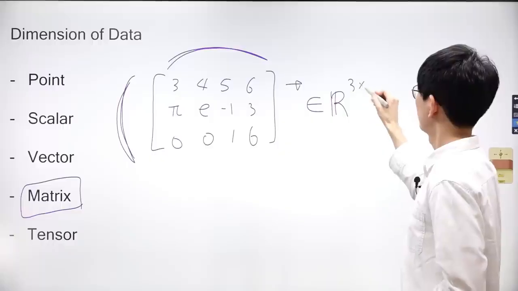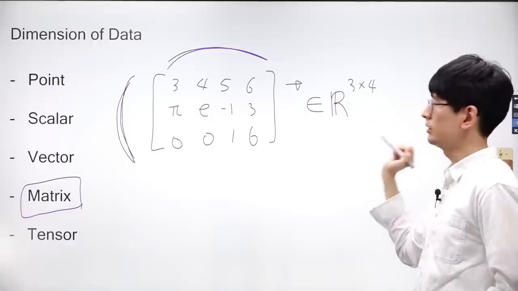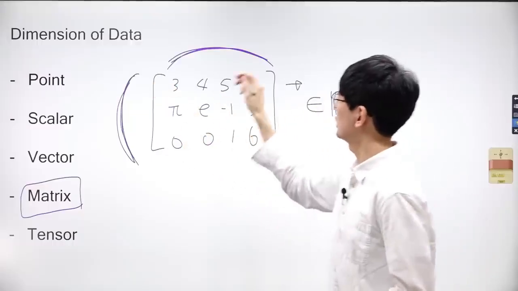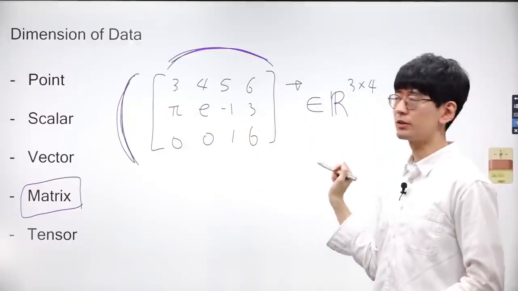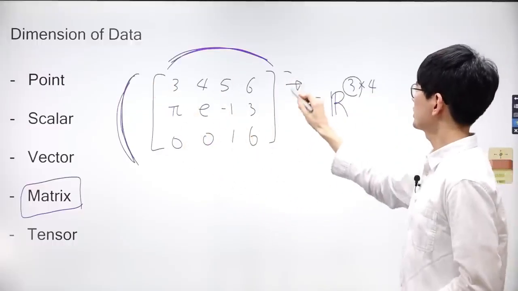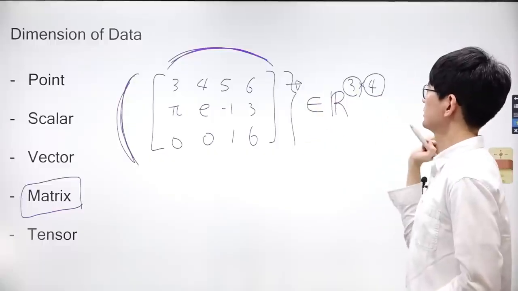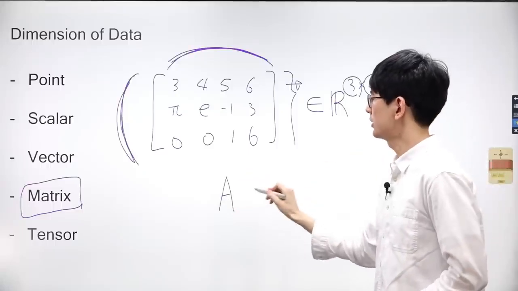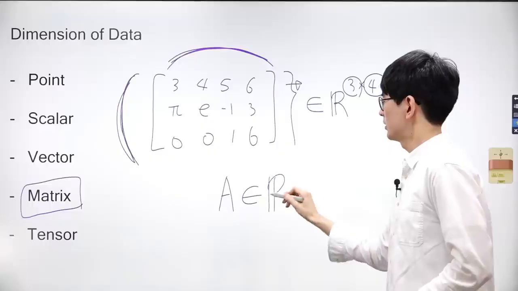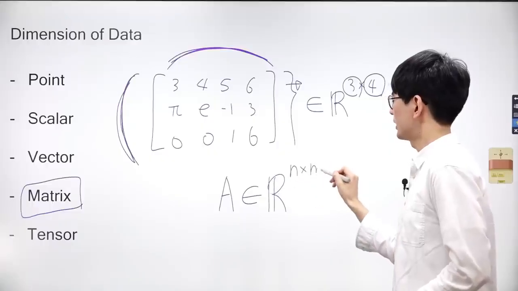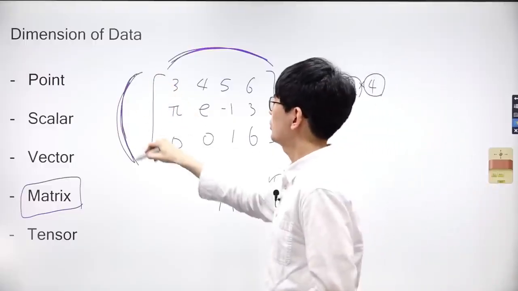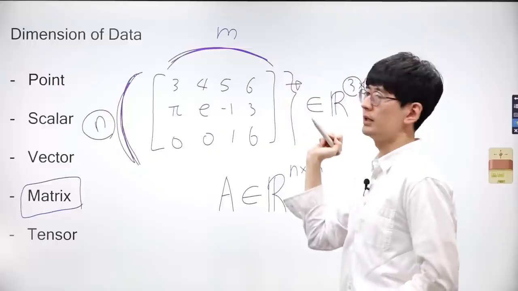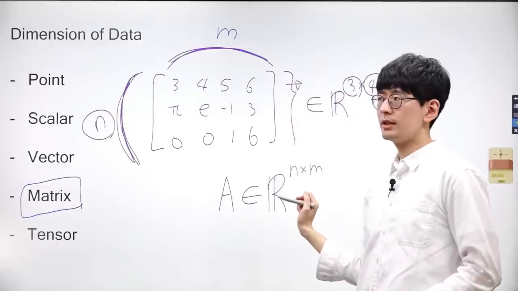The number of rows is 3, and the number of columns is 4. So we write the number of rows first, and then write the number of columns. And that's the size of the matrix. Suppose we have a matrix A. If the matrix belongs to n by m matrices, what does it mean? It means that the vertical length of the matrix is n, and the horizontal length is m, defining the size of the matrix.